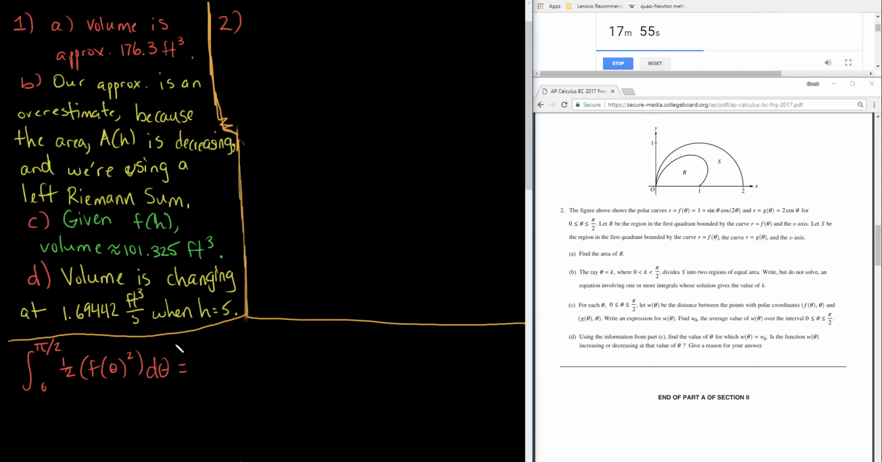So integral from 0 to pi divided by 2 of 0.5 times, f of theta is 1 plus the sine of theta, which I'm going to call x, 1 plus the sine of x times cosine 2x dx. And this comes out to approximately equal 0.618731. So, part A: the area of R approximately equals 0.618731. Perfect.